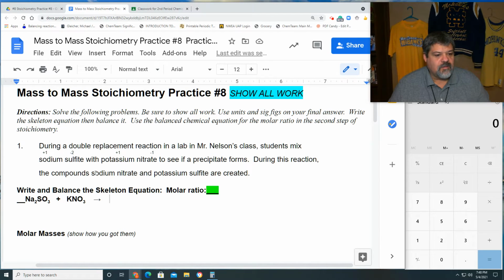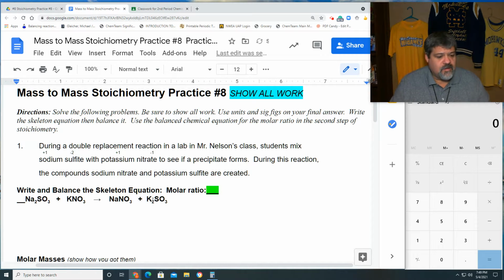During this reaction, the compounds, this one right here and this one right here, are created. So we have sodium nitrate. Sodium was a +1, nitrate was a -1. So we're going to have NaNO3. And to that, we're also going to have potassium sulfite. Now, potassium's a +1, okay, and sulfite's a -2, like you have up there. So we're going to crisscross. We're going to have 2 potassiums. So we're going to have K2, and then sulfite, which is SO3. So there's what we have.